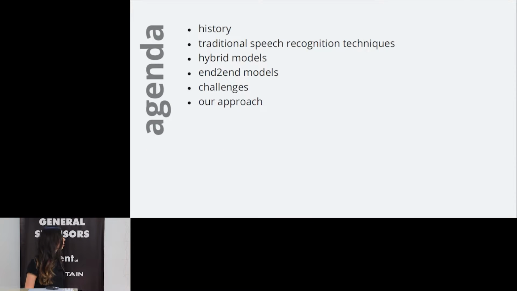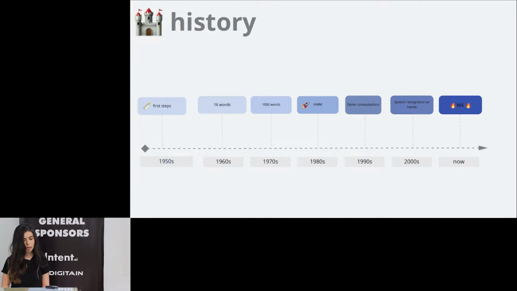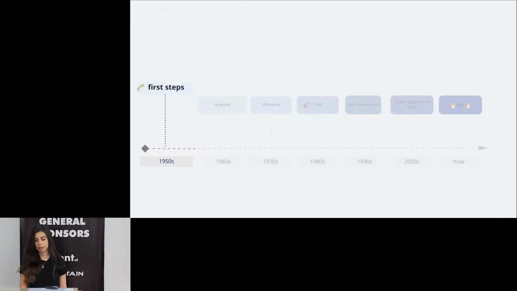I'll start from the very beginning, the history of speech recognition, and then I'll talk about traditional speech recognition techniques, the hybrid and end-to-end models, their pros and cons, challenges that we have faced, and finally, our approach. So we'll start with the history.